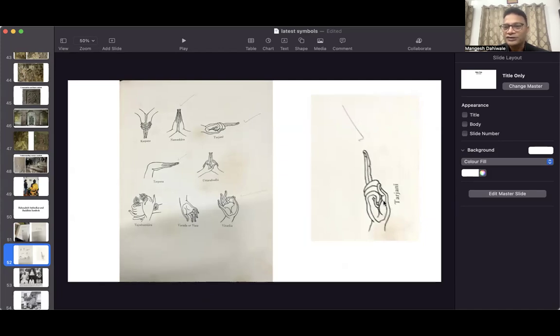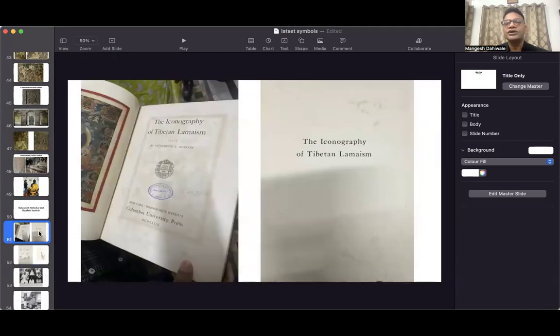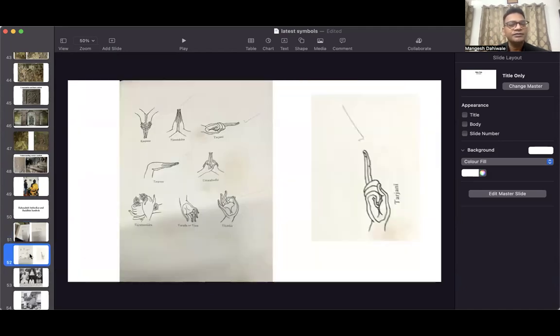So this mudra is found on every page of The Buddha and His Dhamma. This is called the Tarjani mudra, which also means the warning mudra. Caution, be cautious. Don't be neglectful. This is the mudra inscribed on every page of the book. This is what Baba Ambedkar wanted to put in it. It's derived from this book, The Iconography of Tibetan Lamaism.